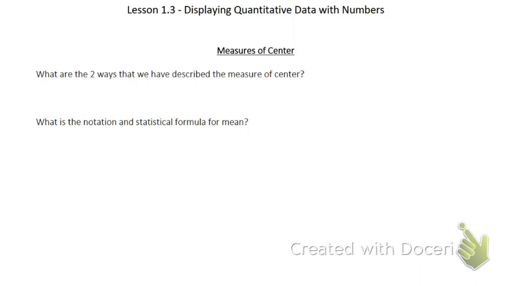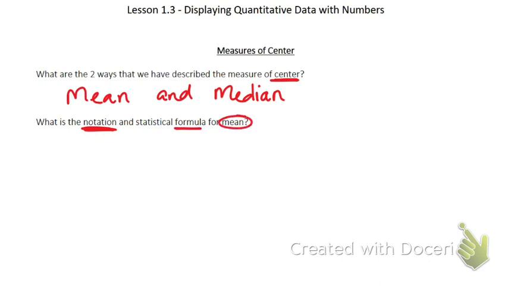What are the two ways that we have described the measures of center? Mean and median. Mean and median are easy, right? Well, ladies and gentlemen, we're going to zero in on the mean for a few minutes, okay? How do you guys find mean? Add them up and divide. Add all the numbers and divide by the number of numbers. Easy, right? I am now going to show you the statistical notation and formula for the mean.